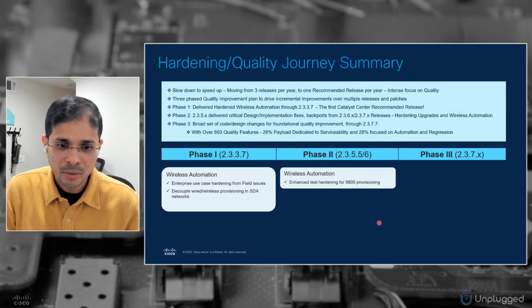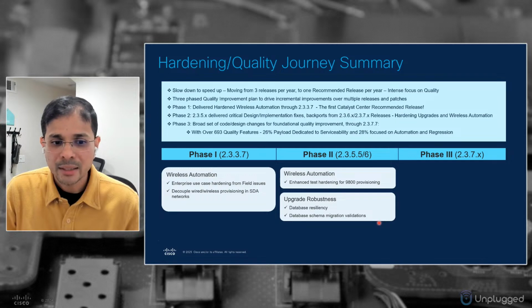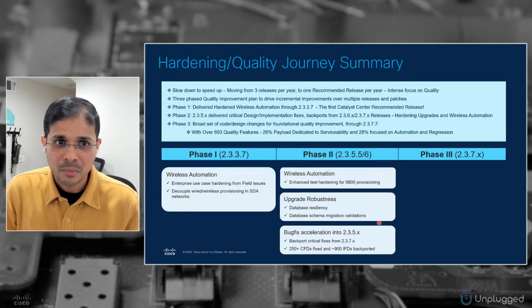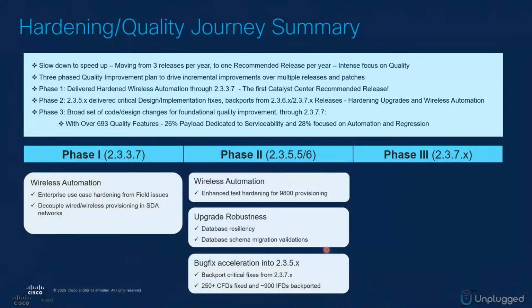Then we came up with phase 2, with enhanced hardening from a 9800 provisioning perspective. We also added a lot of upgrade robustness to the system, so people could upgrade without running into problems. Then there was a strong acceleration in backporting bugs or issues that we found internally into a customer deployed release. In summary, we spent about almost 900 internally found defects and about 250 CFDs to backport into this release, with a lot of emphasis on regression and feature testing.